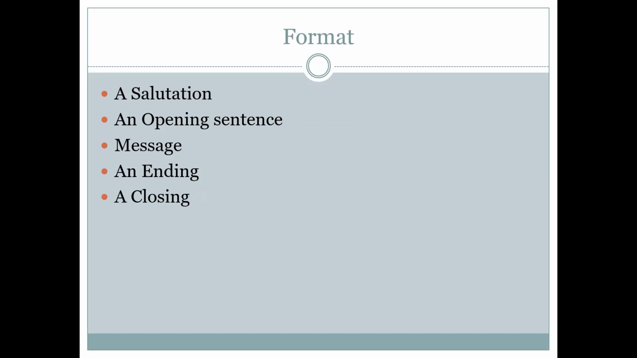Generally, in the format of a letter, there is a salutation, meaning the address, respected sir or dear sir, and an opening sentence. The sentence that begins your letter. This is with reference to your so and so. This is to bring to your kind attention so and so. Then message. Message means the main idea for which you have written the letter or mail.